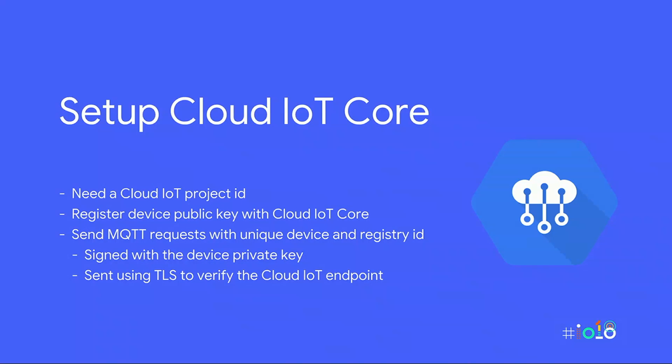earlier. So then we send the MQTT request using TLS, and we use TLS so that our device knows that it can trust who it's sending the data to. Because remember, both sides need to check the other side.